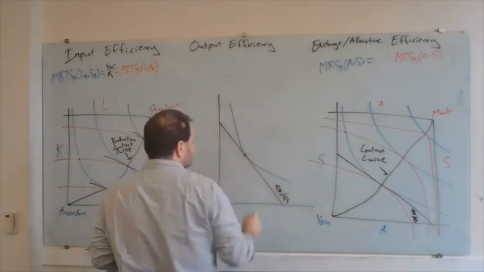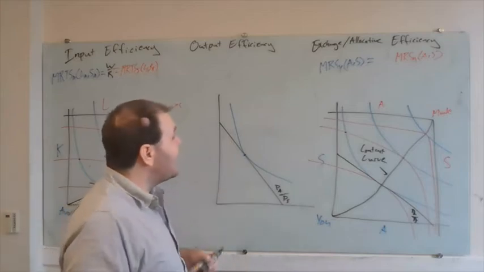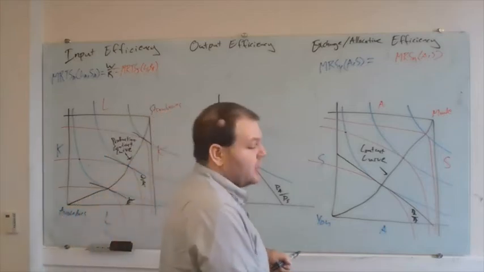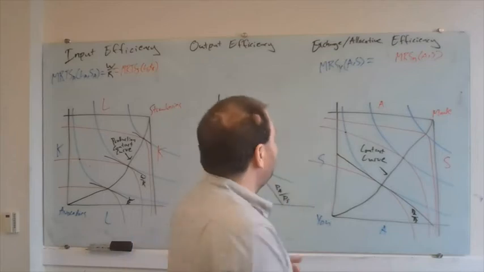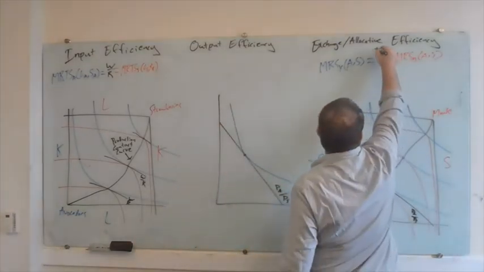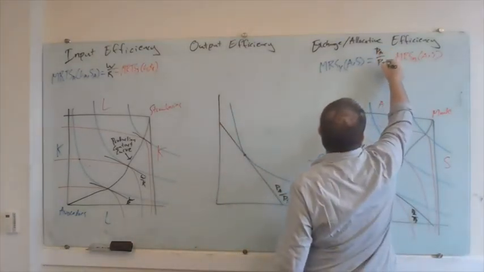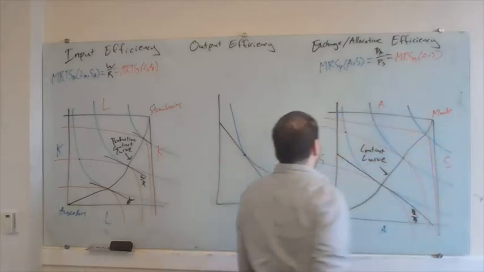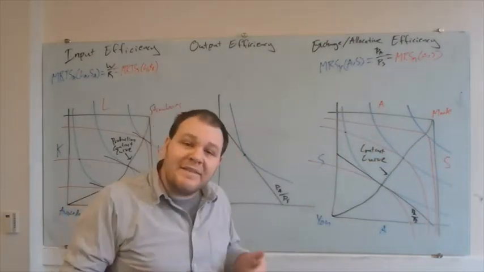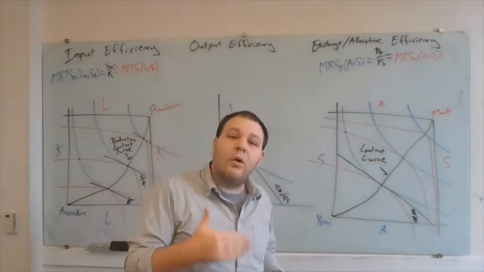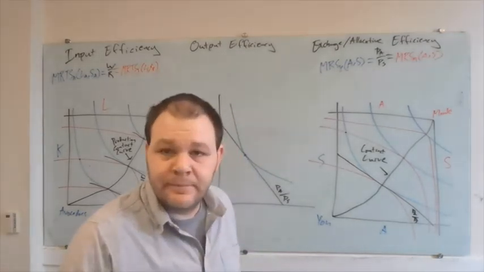So your best option is going to look something like this, where your MRS has to equal PA over PS. So that means that your MRS is going to equal PA over PS, right? Your MRS is going to equal the price ratio. And Maud's MRS is going to equal the price ratio. And that means that your MRS has to equal Maud's MRS.